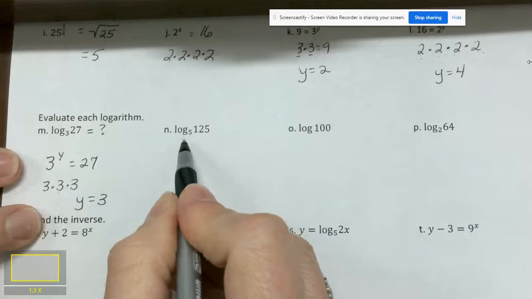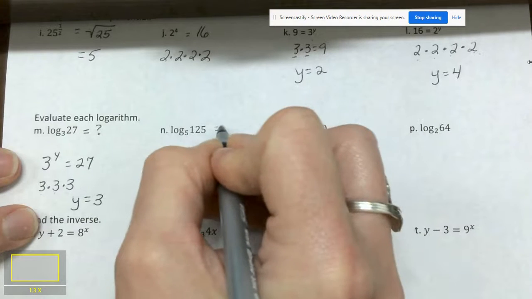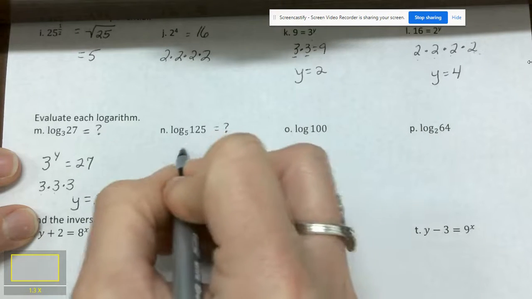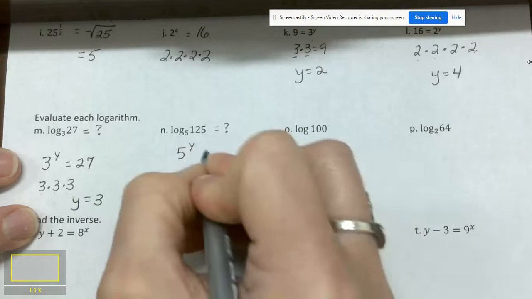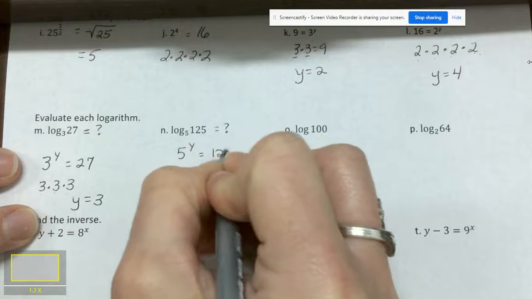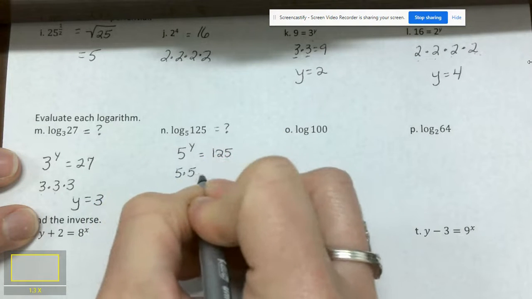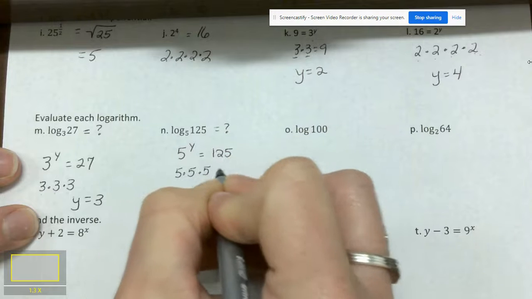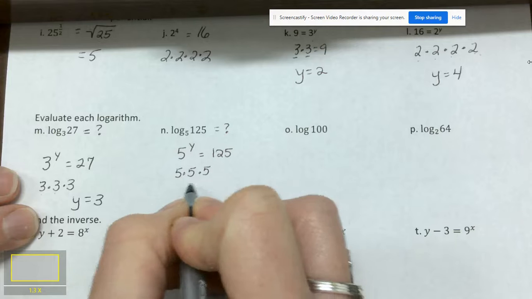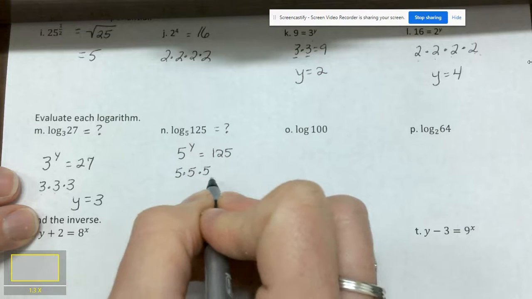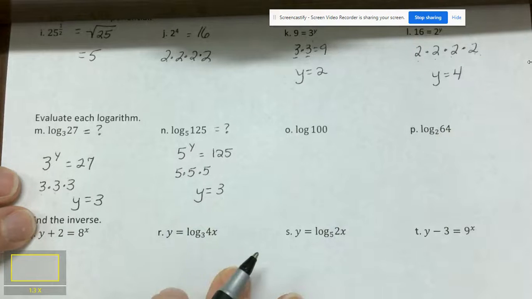Okay, for n, log base 5 of 125, remember, I'm looking for what this is equal to. So that means this base 5 raised to whatever I'm looking for, we'll call it y, has to equal this number 125. So 5 times 5 is 25, and then 25 times 5 gives me 125. So how many times did I write down the number 5? I wrote it down 3 times. That means my y is equal to 3 here.